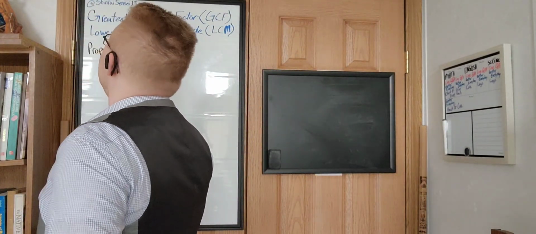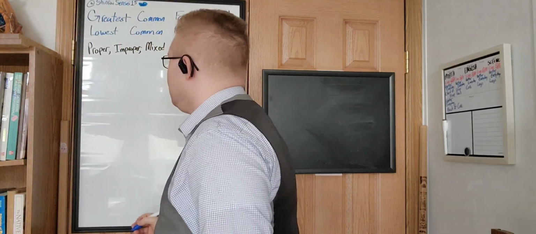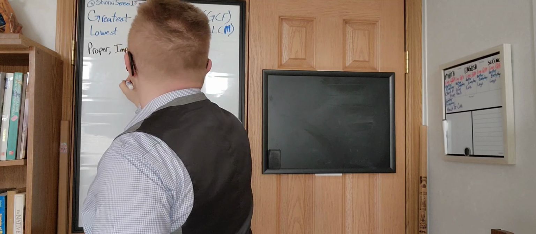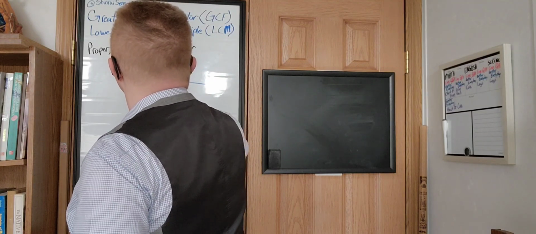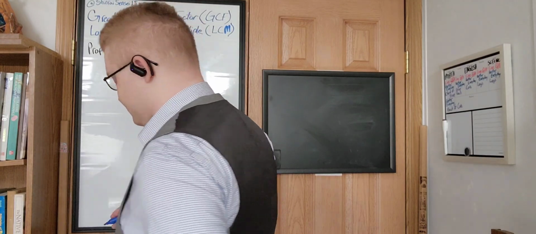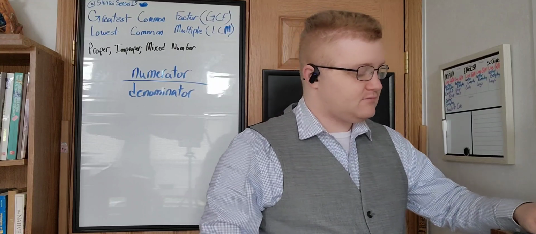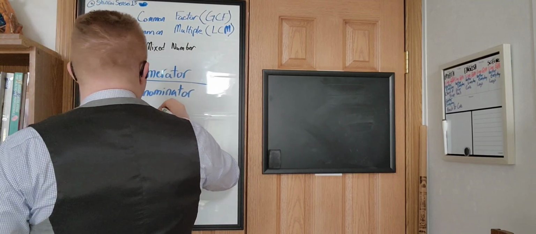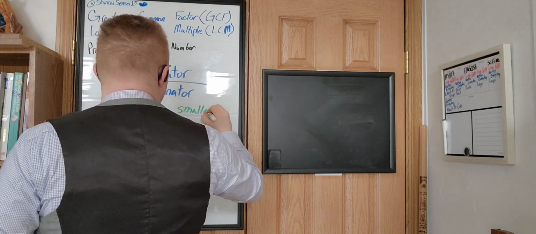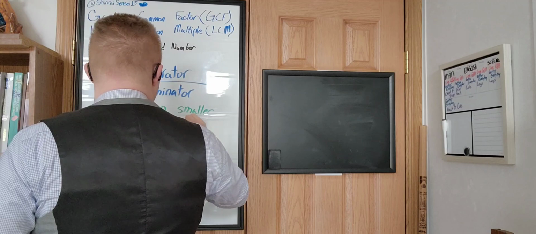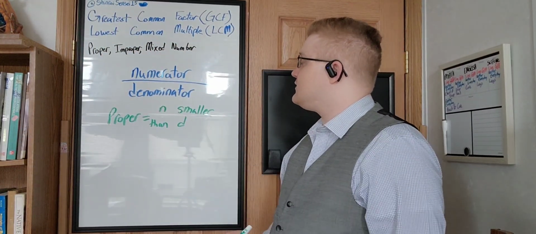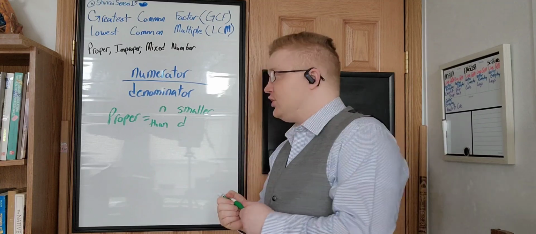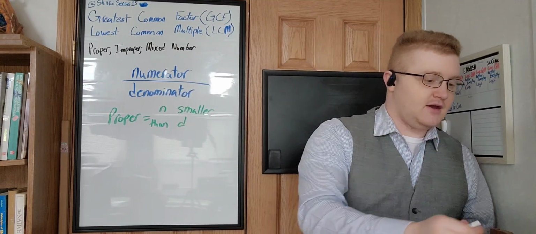So, a proper fraction is any fraction where the numerator is smaller than the denominator. So proper fraction equals n smaller than denominator, right? So the numerator will be smaller than the denominator in a proper fraction. Every proper fraction, the numerator is smaller than the denominator. Okay?